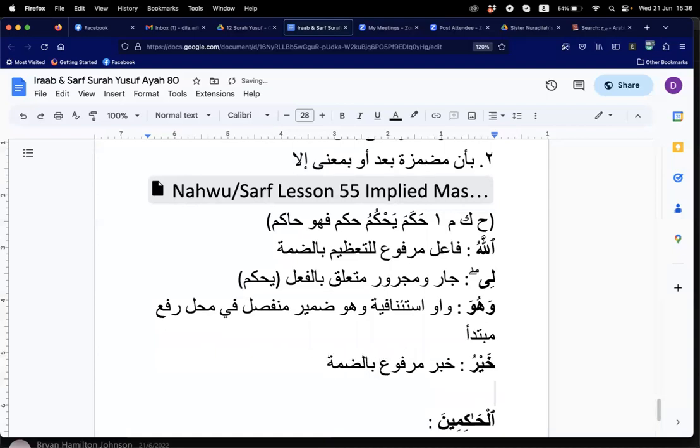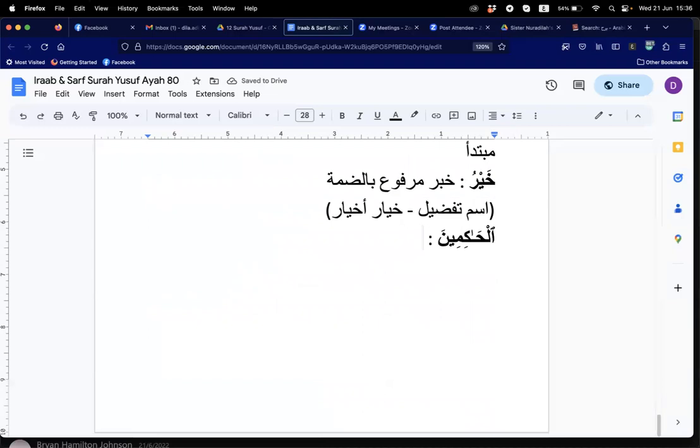What kind of word do we have here? Khair. Ism tafdil. And what's the plural of this ism tafdil? Khiyar or akhyar? Yes, good. Akhyar.